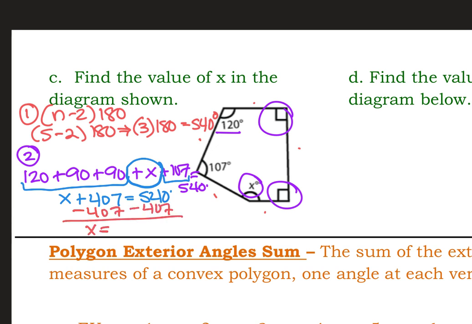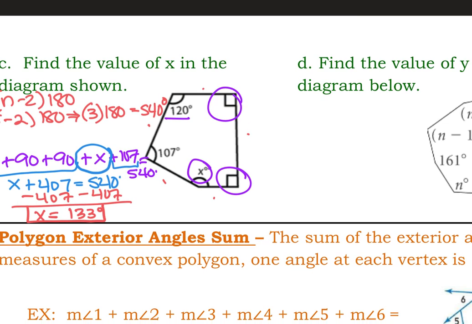So x is equal to 133 degrees, and that is your answer. On these types of problems, this number right here is going to change. It all depends on the number of sides you have. All right, let's look at letter D.